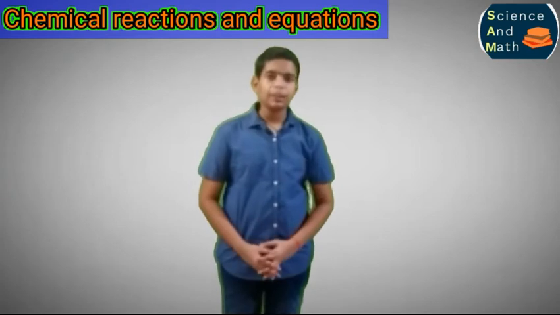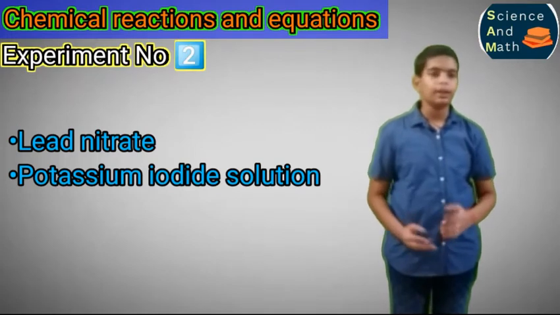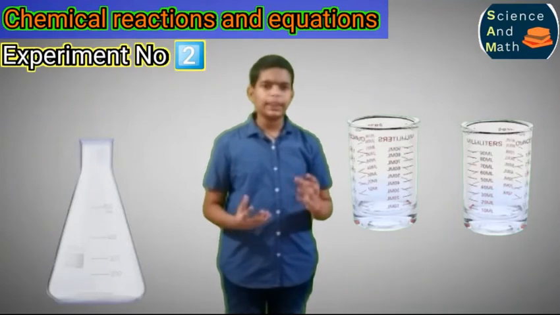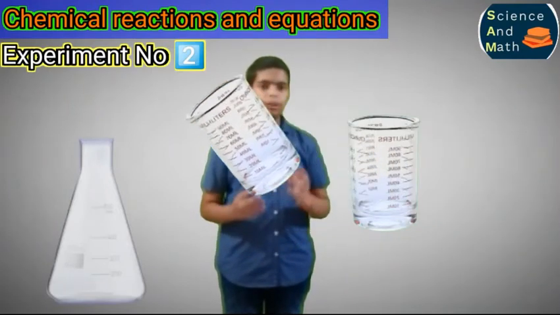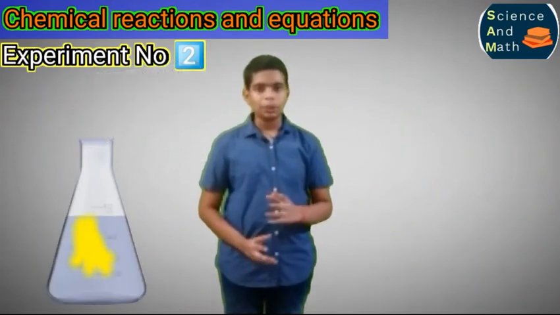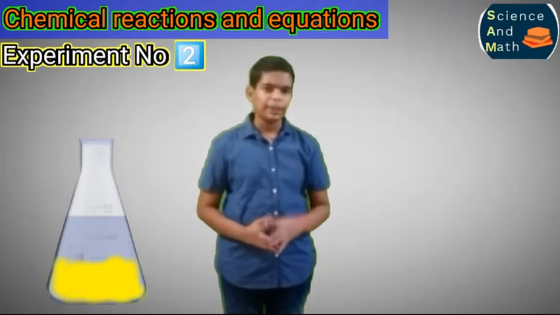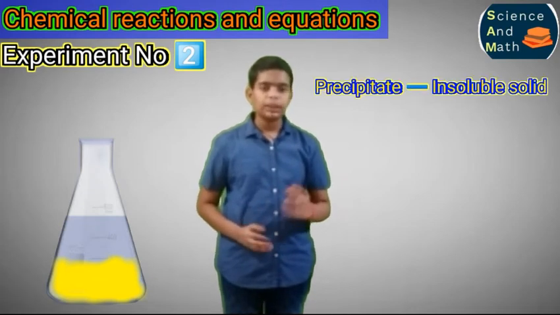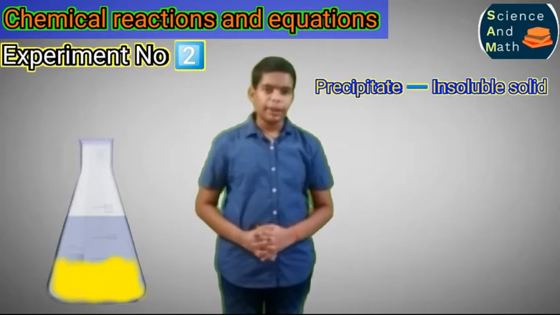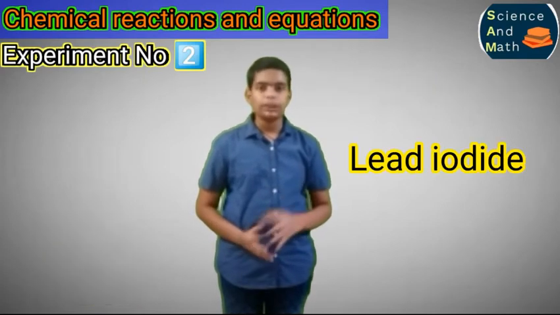For the second experiment, we will require lead nitrate and potassium iodide solution. We will also require a conical flask or any other shape you like to store them. Now let us take the potassium iodide solution in a flask, and next let us add the lead nitrate into the solution. Now as you can see, a yellow precipitate, a type of solid, is formed. This is formed due to the reaction between the lead nitrate and the potassium iodide. This yellow precipitate is lead iodide, which is a byproduct of this reaction.